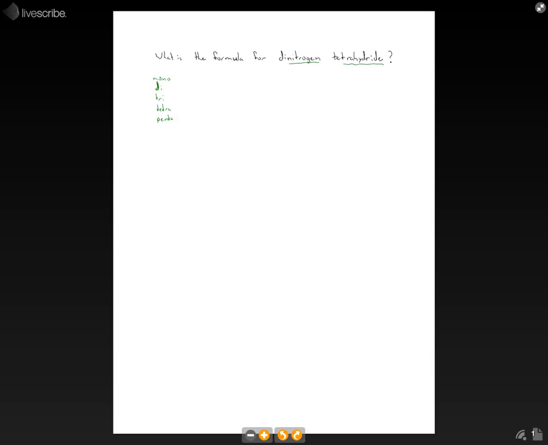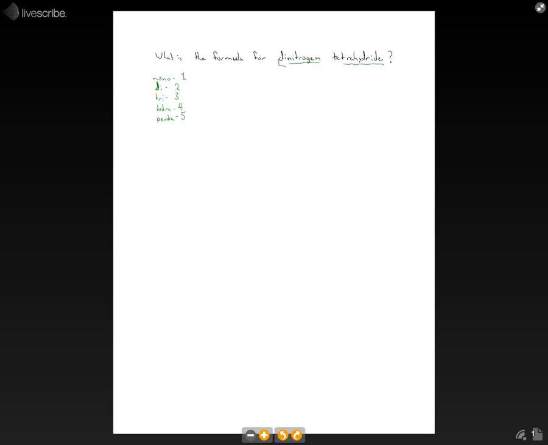And we'll just write down the first 5 here for our reference and what numbers they correspond to. So mono is 1, di is 2, tri is 3, tetra is 4, and penta is 5. So those are some common prefixes in compound naming. And then we also have other parts of the word.